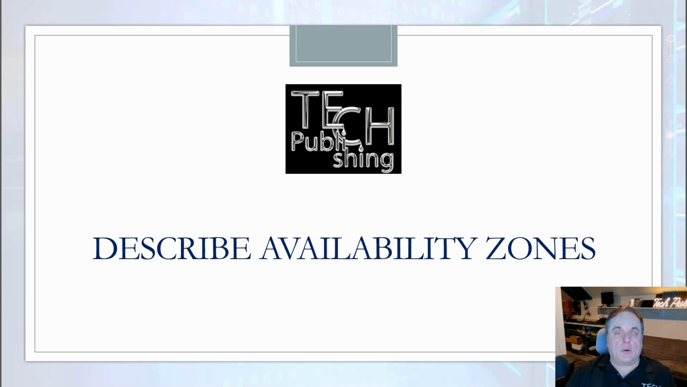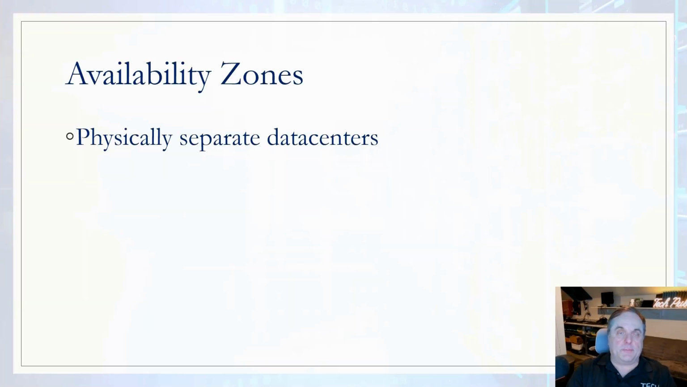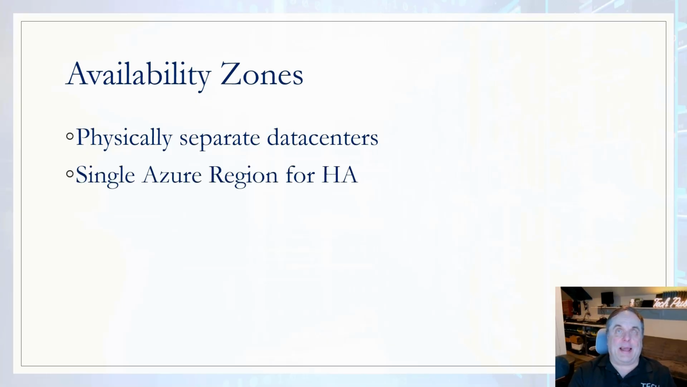Here are more core components that we're going to define in this video, where we describe availability zones. These are physically separate data centers in a single Azure region, and they provide high availability and fault tolerance by isolating resources across physically separate data centers within a region. As you saw in a previous picture where I showed an Azure data center complex, there were multiple different data centers, but they were all within the same region.